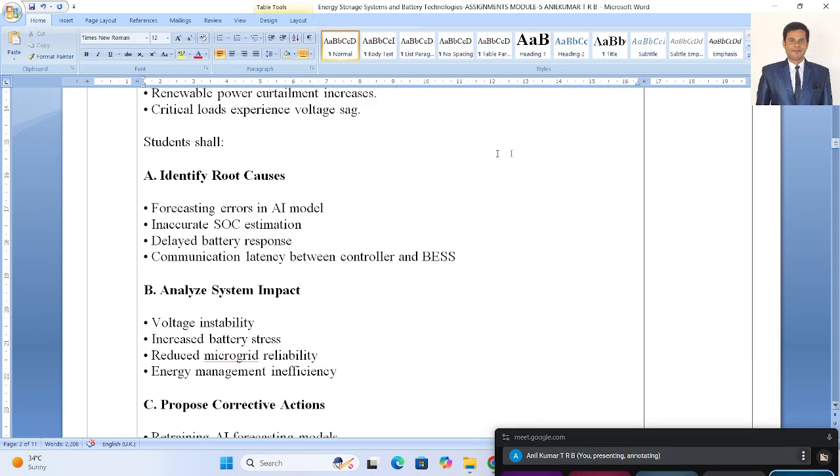So the student's job is to do the root cause analysis, okay? Forecast where the errors are coming in the AI model. That is what I told you, that regression analysis, right? You have to make the forecast of the AI models. Inaccurate SOC estimations: where it is not giving the exact values of the state of charge, that also has to be estimated. And delayed battery response. Sometimes the battery is not discharging properly, right? Sometimes the battery is not charging properly with respect to the equal balancing of the batteries. You have to monitor that cleanly. Those are the root causes, right?